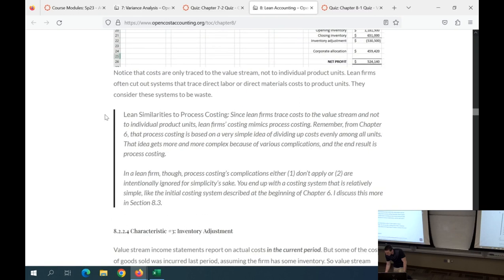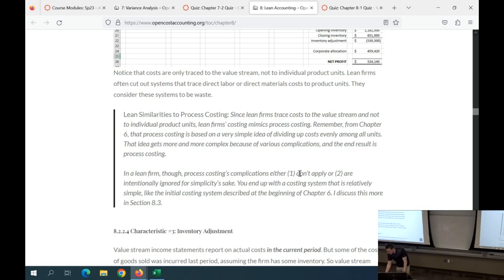All right, and look, I want to acknowledge before we get into any problems, because as you're going to see, there are some similarities to process costing. Because at the very beginning of chapter 6, let's go back to that. The core of the process costing idea actually is really simple. The difficulty all arises because to make it fit how procedures and manufacturing actually works, you have to incorporate a variety of complications. With a lean firm, we're doing this kind of process costing thing, but we're staying at the simple version.